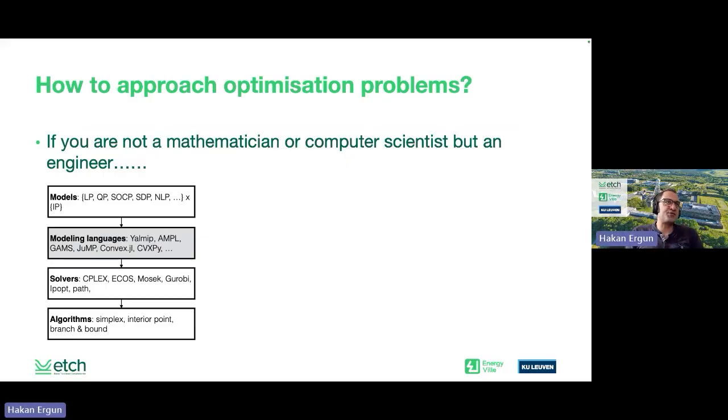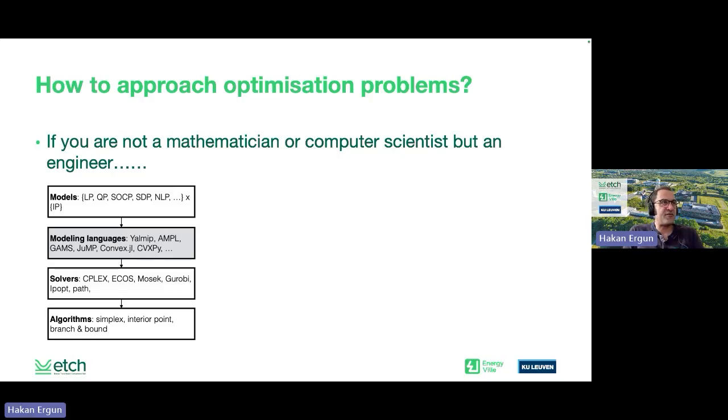So how do we approach this within PowerModels ACDC? If you're not a mathematician or a computer scientist, but I would say a power systems engineer, this is sort of the workflow that you use to approach an optimization problem. So you first basically define the set of equations that you're going to solve, and this is going to give you a mathematical complexity class. After that, you're going to use a modeling language, which can be in Python, in Julia, or it can be in commercial software like AMPL or GAMS.